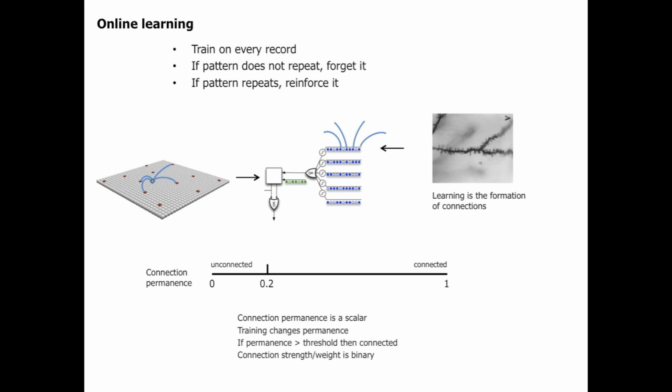We have this connection permanence as a scalar, and we change the permanence. We move it up and down when we train. So if we're strengthening something, we move the permanence to the right, we increase it, and when we're forgetting something, we decrement it.